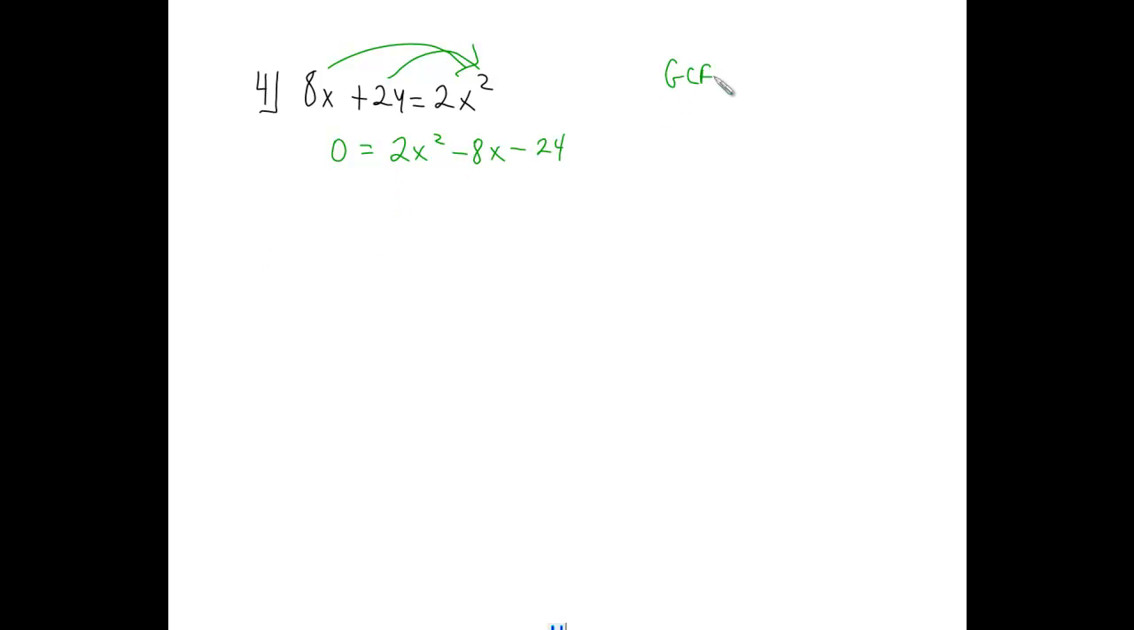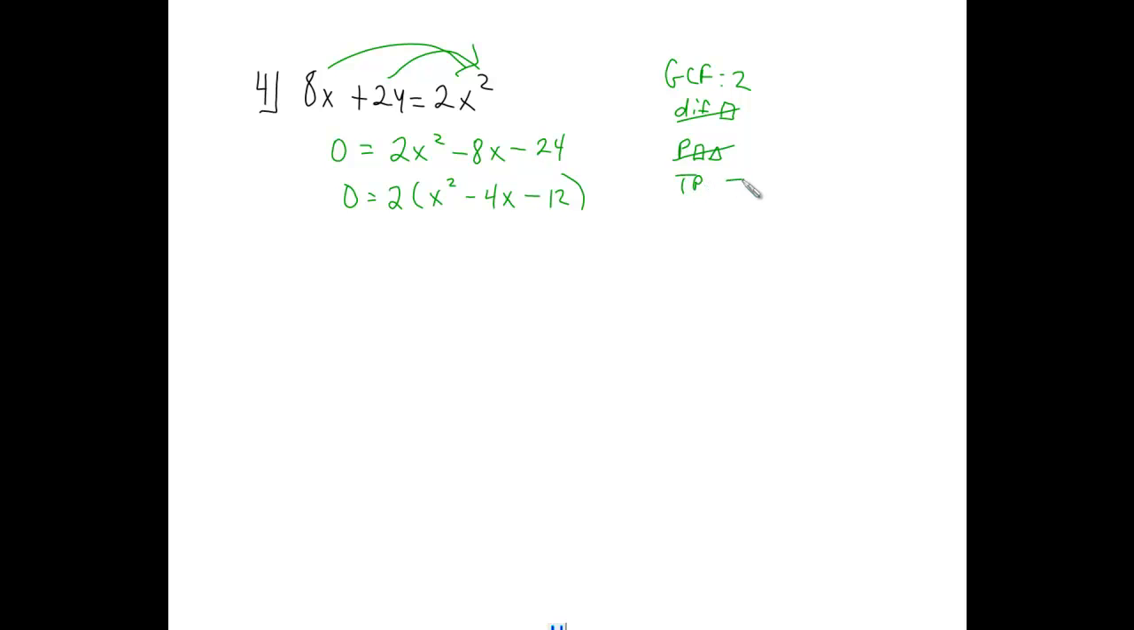Example 4. 8x plus 24 equals 2x squared. This time, we need to bring both of these over to the right-hand side because we want x squared to be positive. Set it equal to 0. We have 2x squared minus 8x minus 24. Pull out the greatest common factor, and the GCF is 2. This is not a difference of squares, so I can't use that. This is not a perfect square trinomial, so I cannot use that.